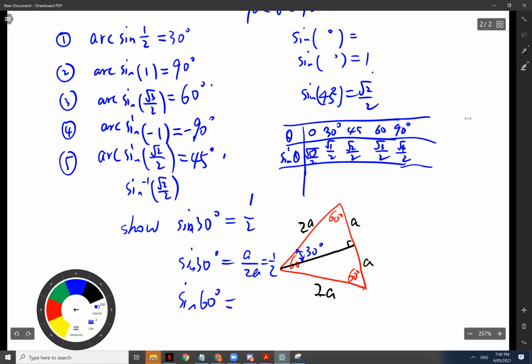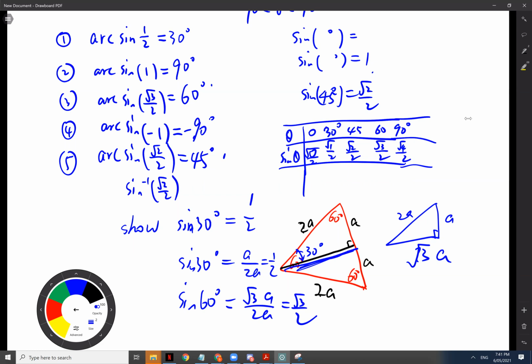Similar way, try this one. Sine 60. We need the opposite. Check what's opposite. What's opposite? The opposite is the height. 2a, a. How about here? And then square root. So root 3a. So root 3a over 2a. Root 3 over 2. Okay. That's how we prove sine 60 is root 3 over 2.